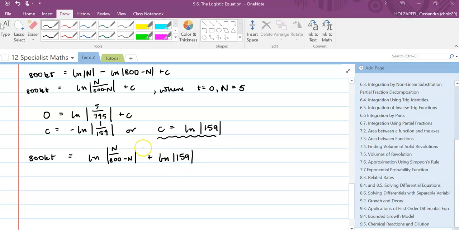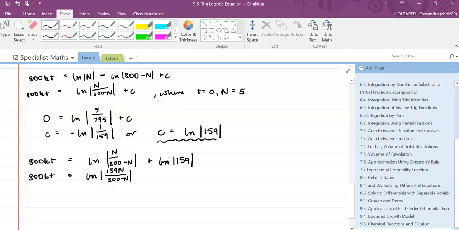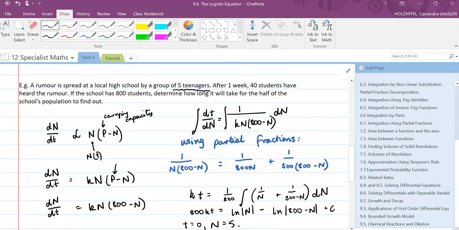And when we add logs together, we can multiply these inside values so that we have 800kt is going to be equal to ln of 159n over 800 take n. And so that's including our plus c term now. All right, so let's go back and let's actually answer the original question now.